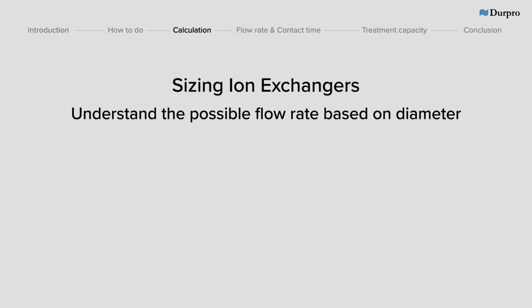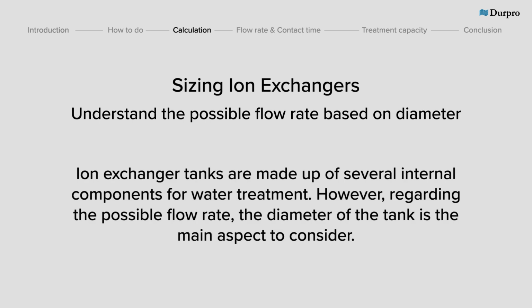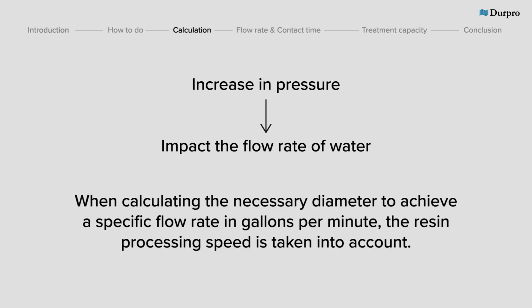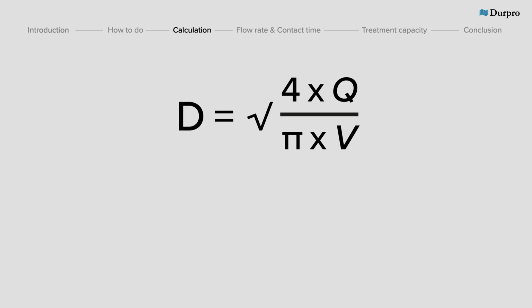To understand the possible flow rate based on diameter. Ion exchanger tanks are made up of several internal components for water treatment. However, regarding the possible flow rate, the diameter of the tank is the main aspect to consider. This is crucial because an increase in pressure would impact the flow rate of water through the tank. Thus, when calculating the necessary diameter to achieve a specific flow rate in gallons per minute, the resin processing speed is taken into account. The calculation used for this step is as follows.